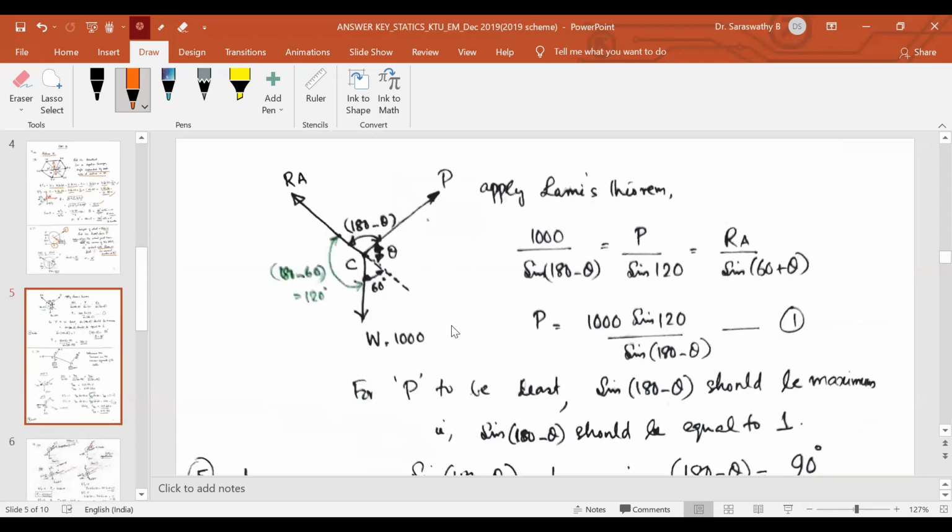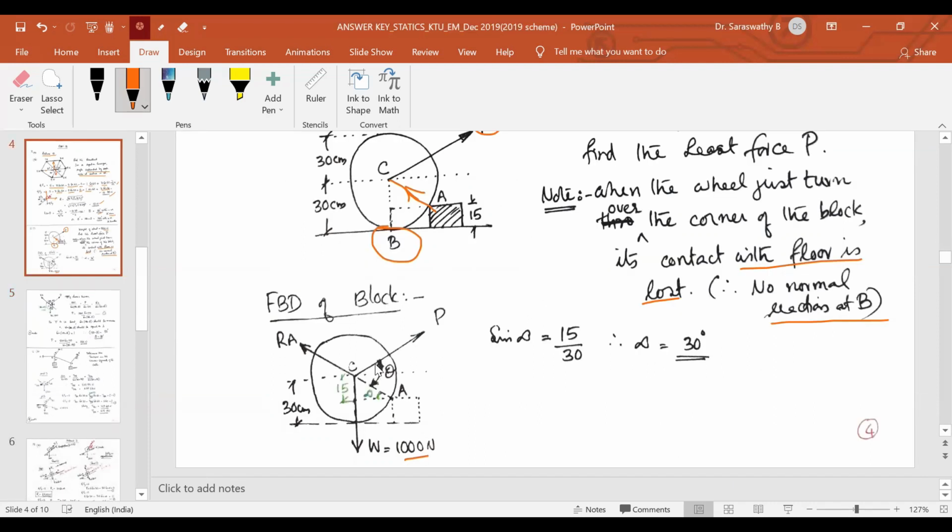I just mark this angle. The angle between P and the normal reaction RA, I have taken as theta. That is not given in the question. This angle which the reaction RA makes with horizontal can be obtained from trigonometry. Sine alpha is equal to opposite side, 15, divided by the hypotenuse, 15 by 30, this is the radius. So we get alpha is equal to 30 degrees.